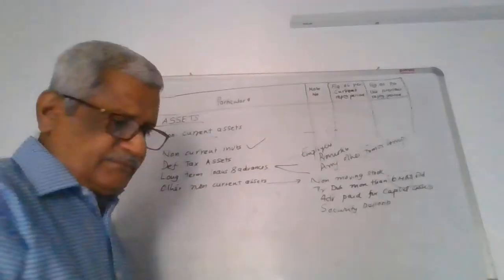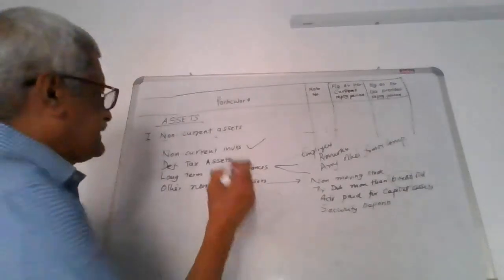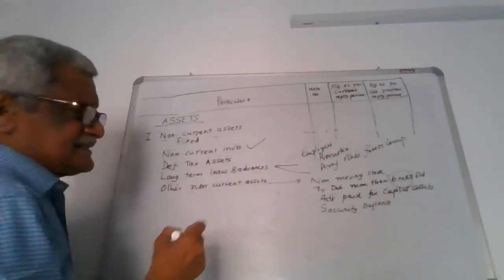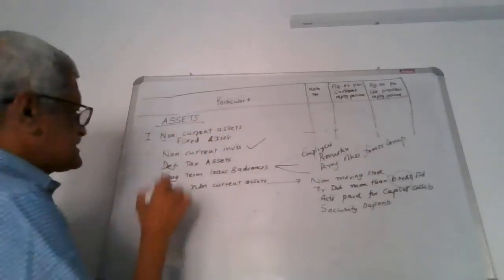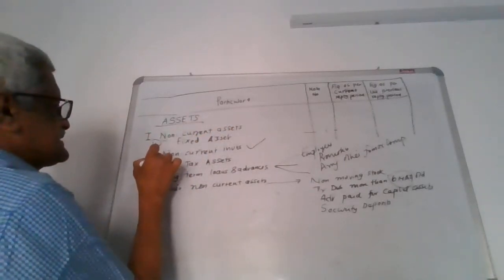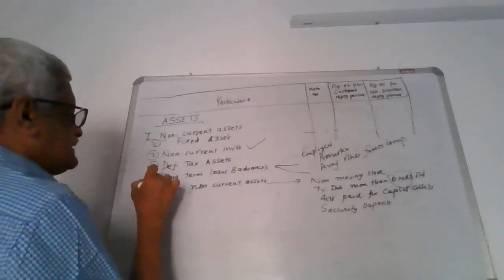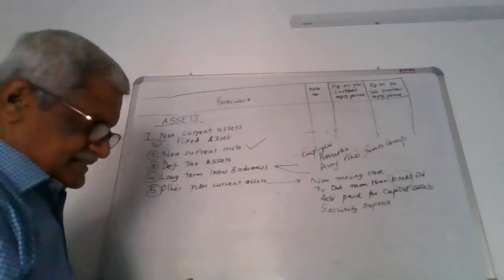So with this, we will move on to the current assets. Before that, we have so far learned that the non-current assets can be classified broadly into these classes. One is a fixed asset, second is a non-current investment, third is a deferred tax asset, fourth is a long-term loan, and fifth is the other non-current assets.